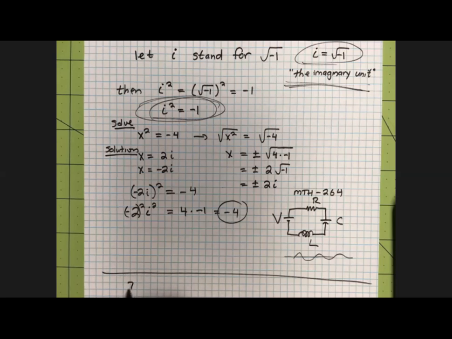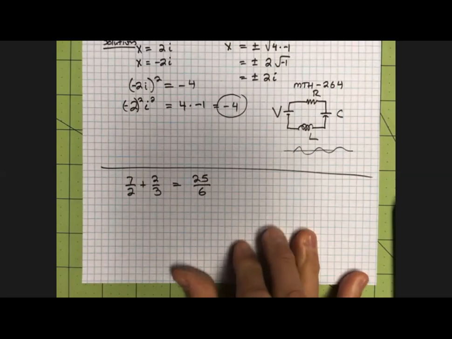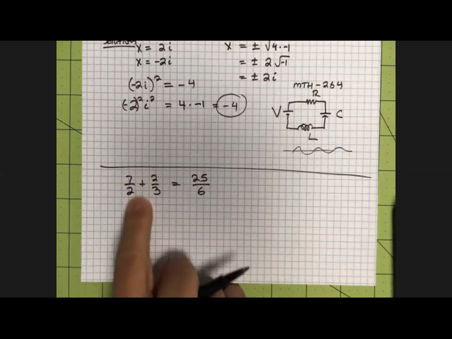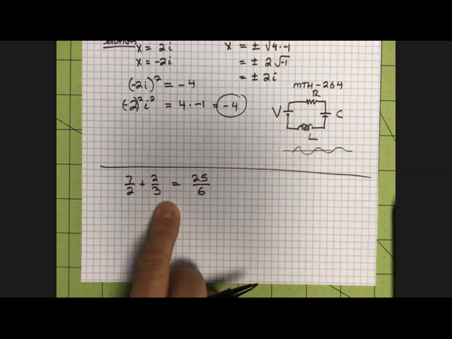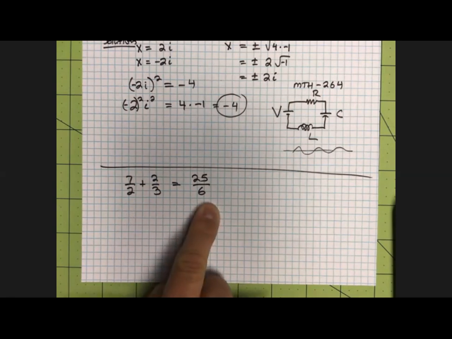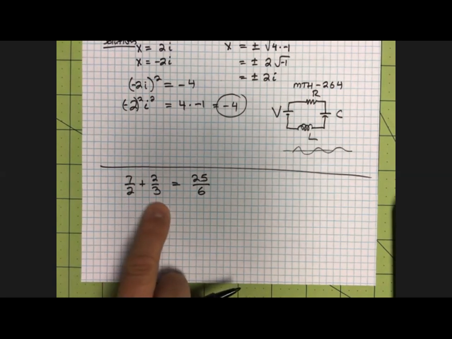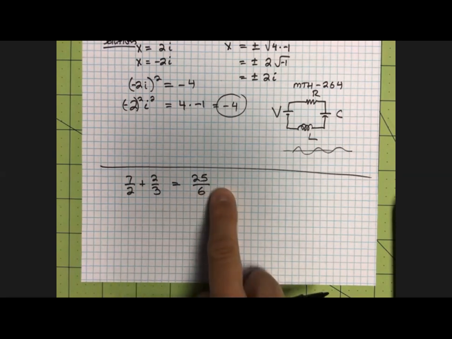You were willing to learn how to add, subtract, multiply, and divide fractions, even though it seemed kind of silly at the time. I mean, think about it. When someone wrote down 7/2 plus 2/3 is 25/6, your first reaction was, you just made that up. You're joking. But then someone showed you how they made the 25/6.